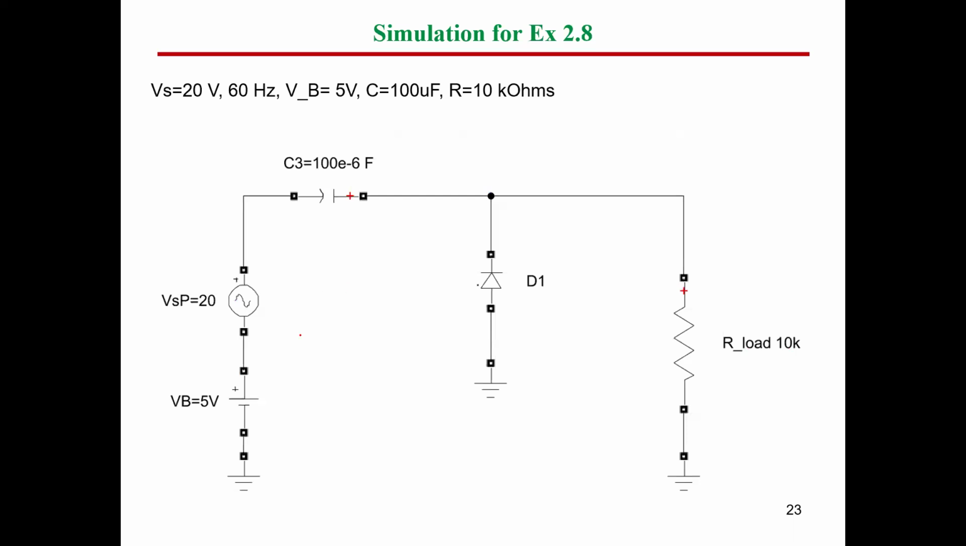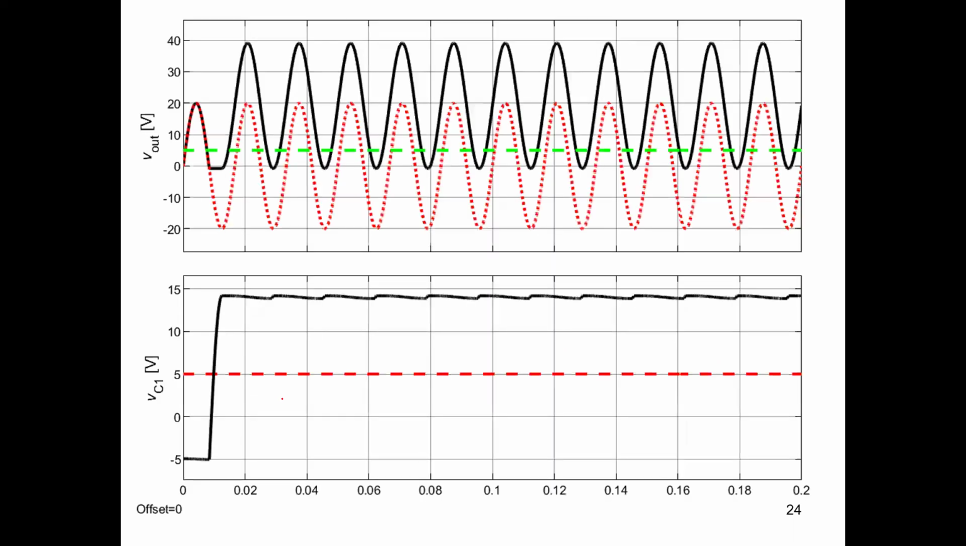The supply volt here is 20. The capacitor is 100 microfarad. And this is our diode, and we have a resistor here of 10K. Let's see together the performance we have here. The input AC is the red one, and the green one here is representing the battery volt. So this is a 5-volt battery.